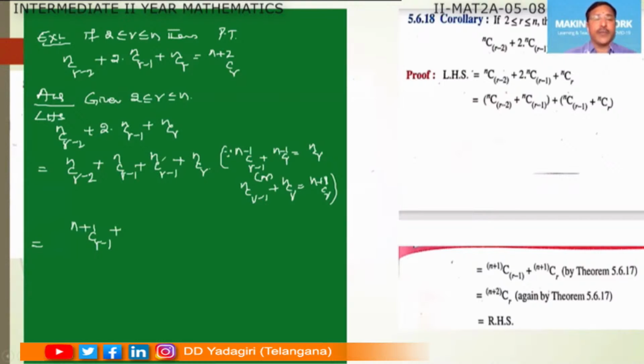So we can write this as n plus 1 C r minus 1 plus, and again applying the same formula to the last two terms, nCr minus 1 plus nCr as it is, that becomes n plus 1 C r. Again applying the same formula here, n plus 1 C r minus 1 plus n plus 1 C r becomes n plus 2 C r. This is RHS. So this is the application of the formula we have learned just now. Okay, note down this also.